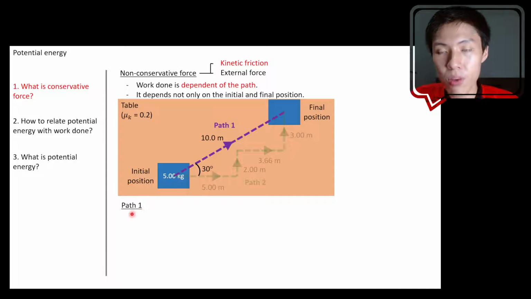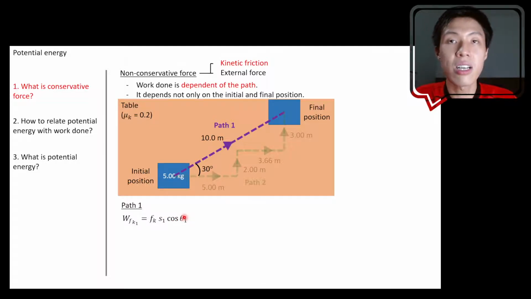So for path 1, we have to determine the direction of the displacement, and we determine the direction of the force, and from there we determine the angle between the force and the displacement. This is the equation that we will follow: the magnitude of kinetic friction and the displacement, both of them magnitudes, times cosine theta, where theta is the angle between the vector for kinetic friction and the vector for displacement.